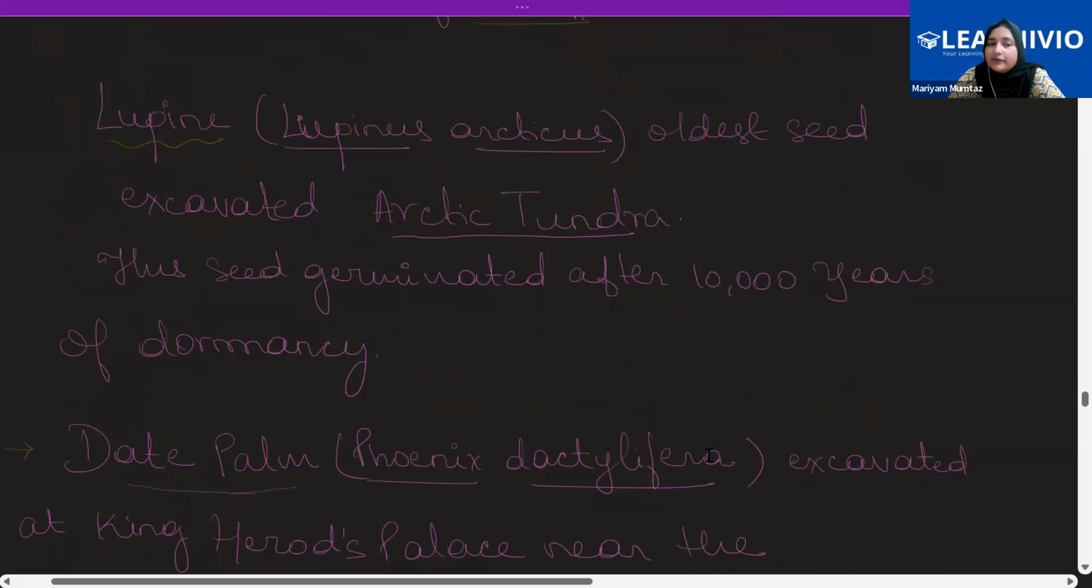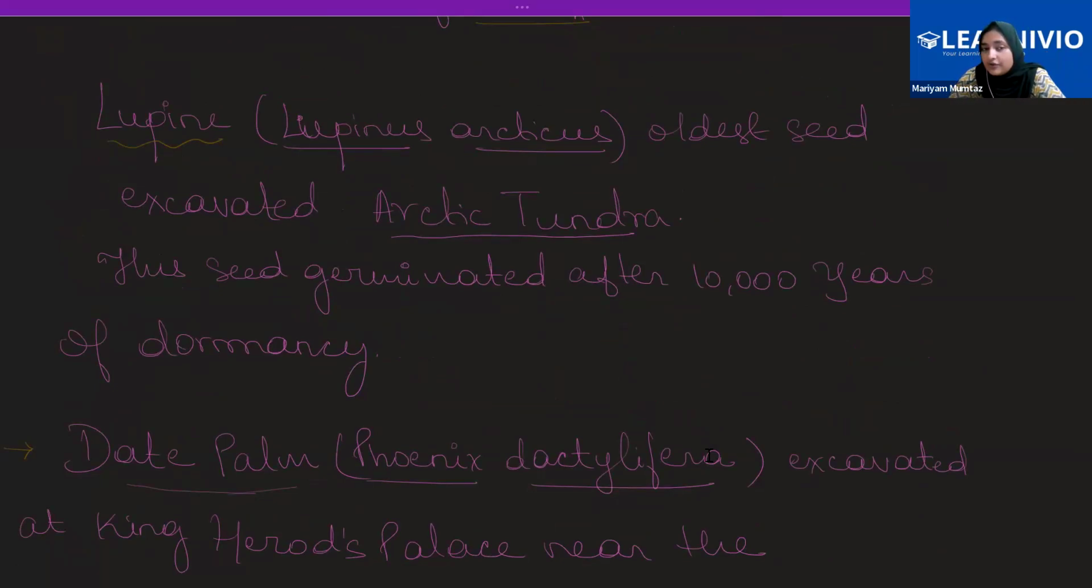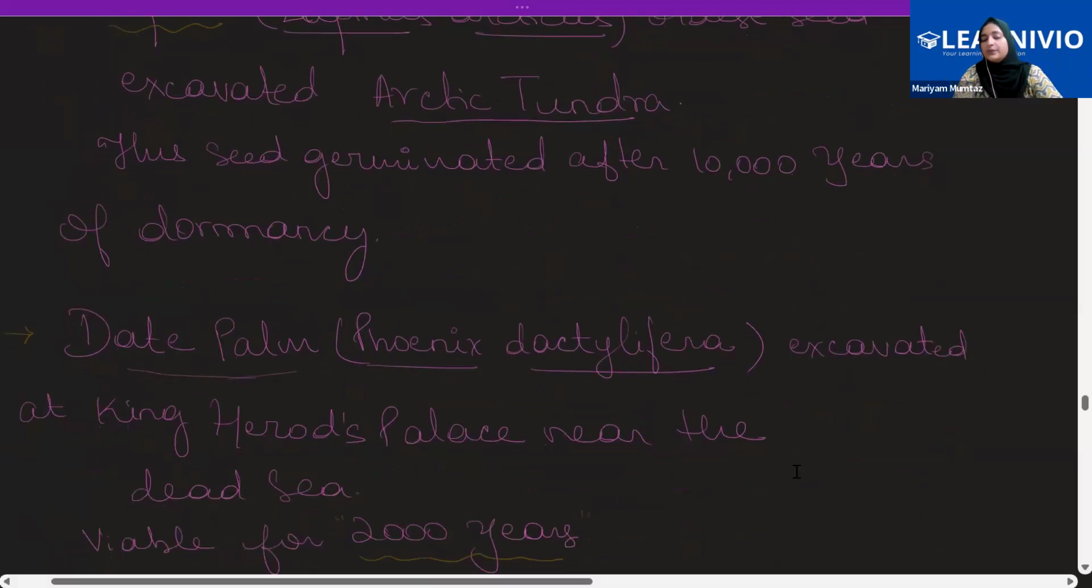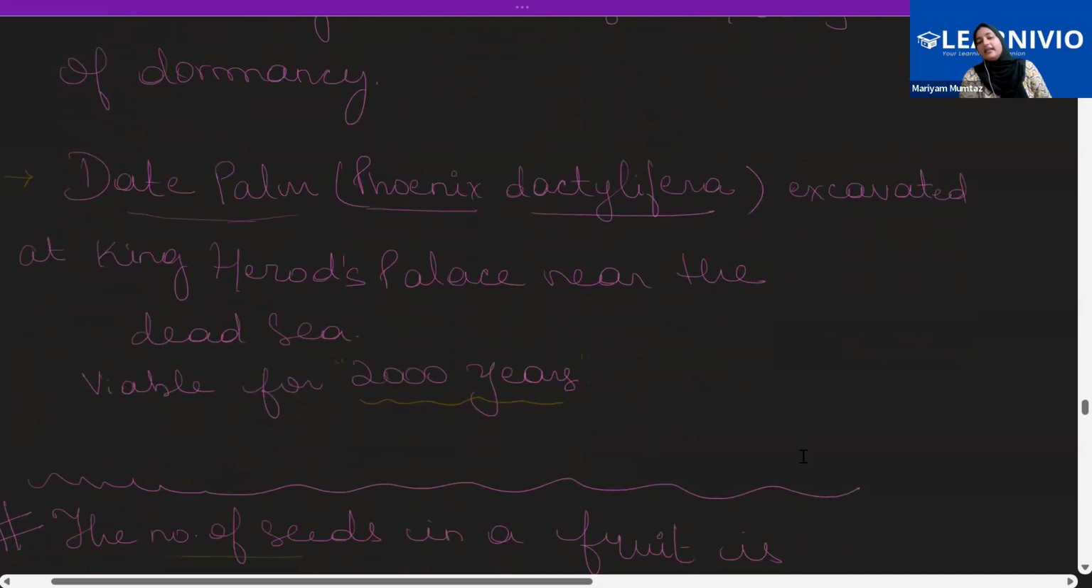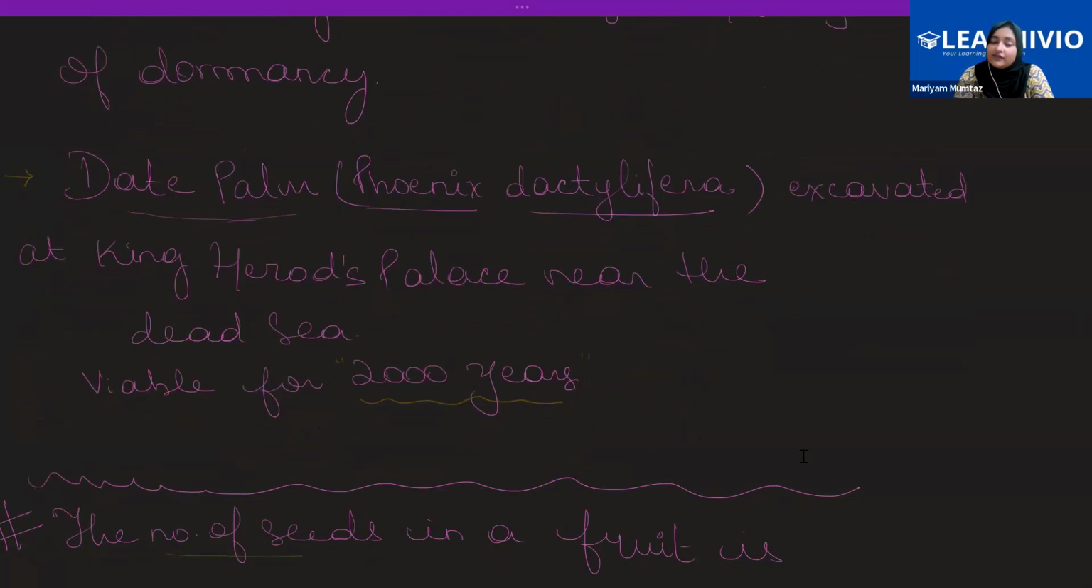Lupine, the scientific name for which is Lupinus arcticus. This is the oldest seed, which was excavated in the Arctic tundra, and even after 10,000 years of dormancy, it germinated. Imagine such a long viability it has. Then the date palm, called Phoenix dactylifera, was excavated at King Herod's palace near the Dead Sea, and this was also viable for 2,000 years. Meaning even after 2,000 years of dormancy, it germinated.